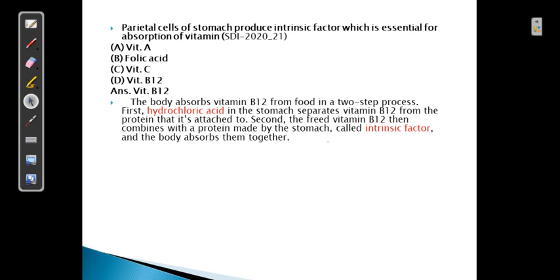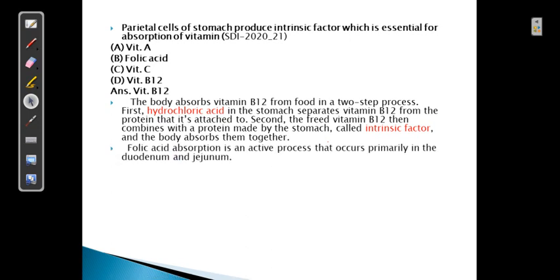Now let's see the absorption of folic acid. It is absorbed by an active transport process, which primarily occurs in the duodenum and jejunum.